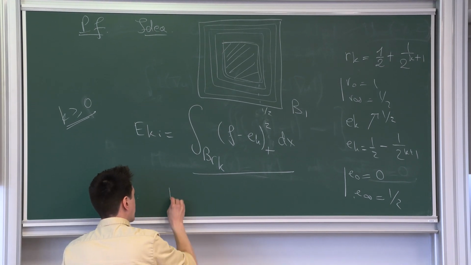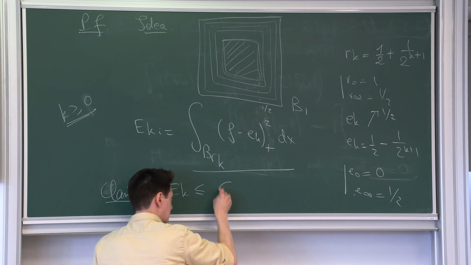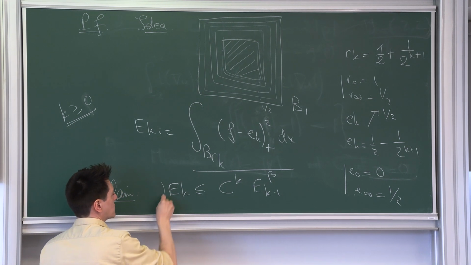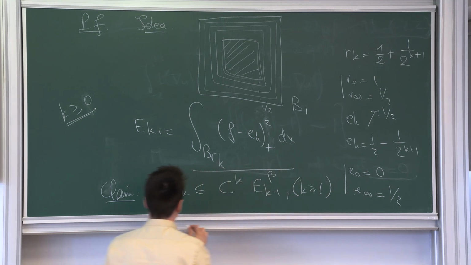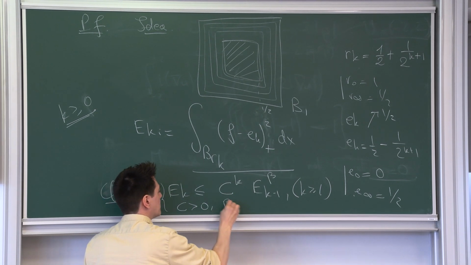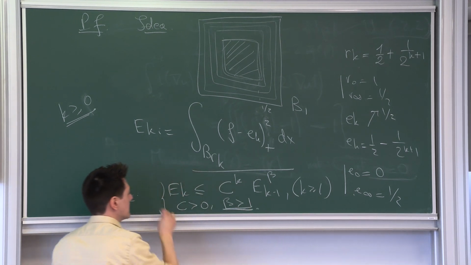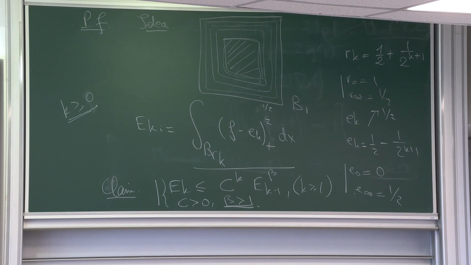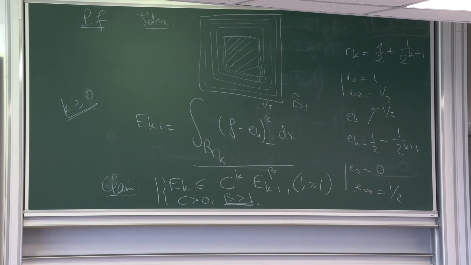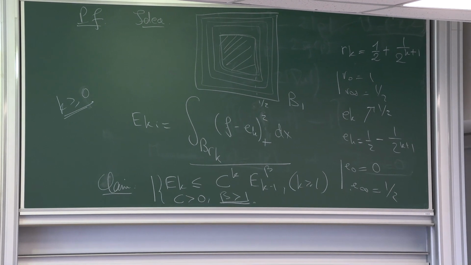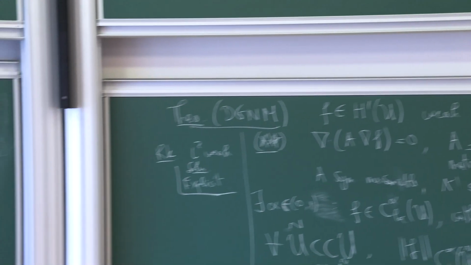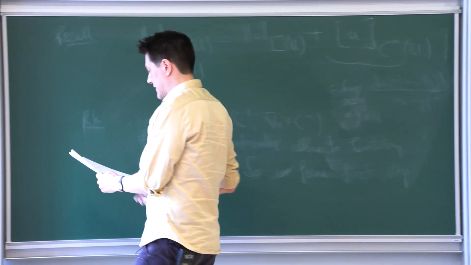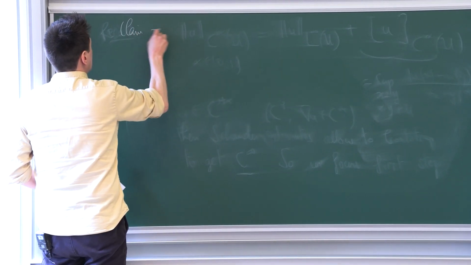And now the claim is the following. The claim is that we have the following inequality between the energy Ek and Ek minus 1, for k greater than or equal to 1. And this is for a constant C strictly positive, and importantly for a beta strictly greater than 1. That is the key aspect. We are going to prove the claim, but first I want to show why the claim implies the result. Everything is in this beta greater than 1. Because beta is greater than 1, the constant becomes immediately irrelevant. So the claim implies the lemma.